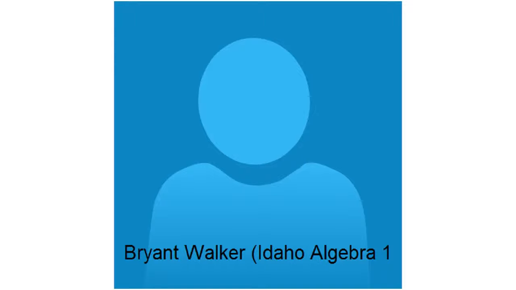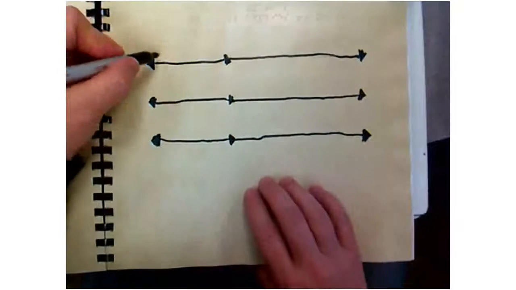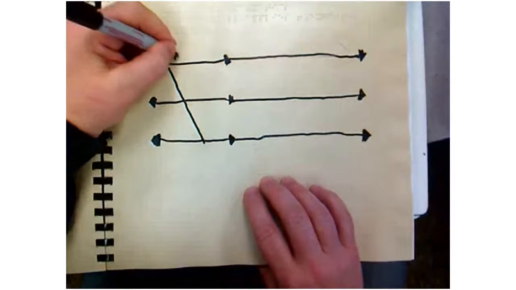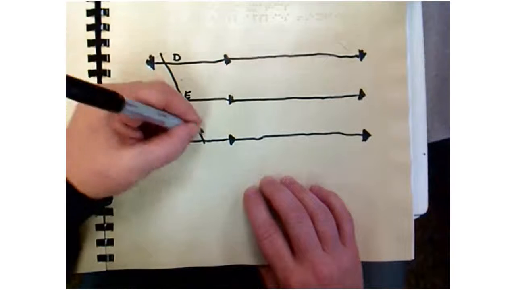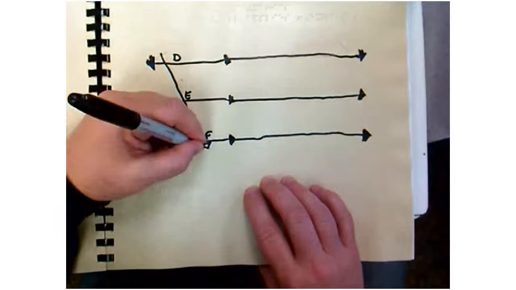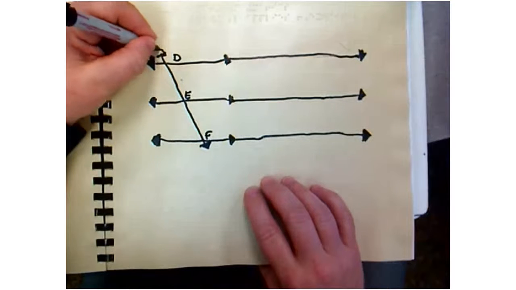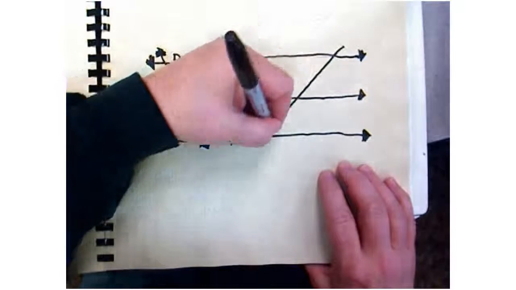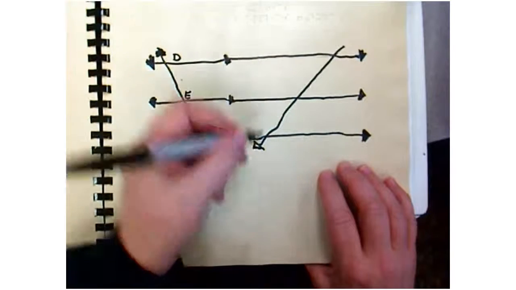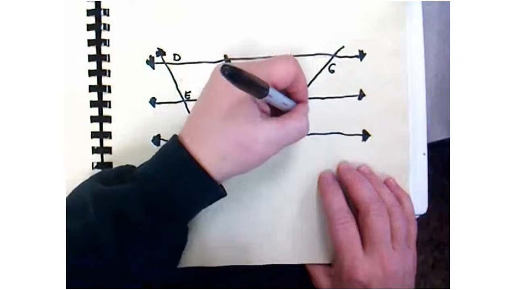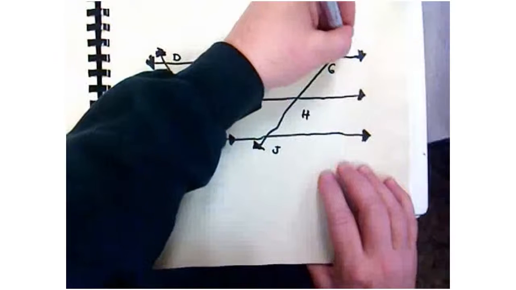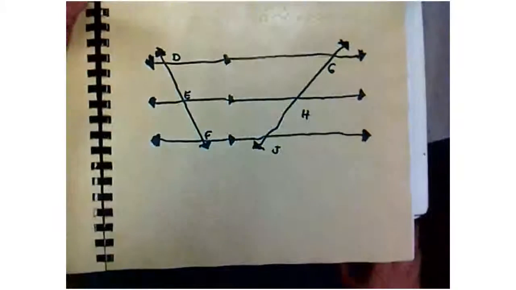Okay. The left transversal intersects at D, E, and F. And the right transversal intersects at what? G, H, and J. Okay, so let's name some proportions.